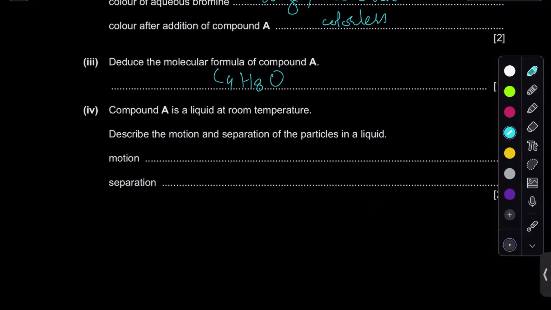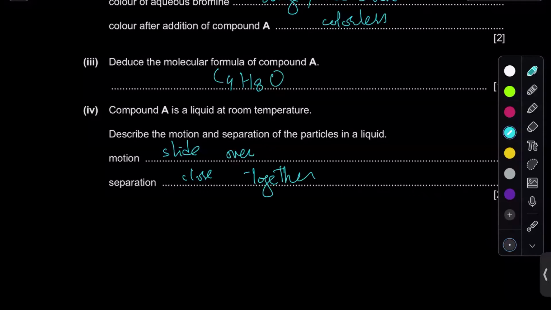Compound A is a liquid at room temperature. Why? Because it has intermolecular forces, which is relatively strong. Gaseous नहीं है वो. Describe the motion and separation of particles in a liquid. ठीक है, so motion क्या होता है liquid का? Particles slide over each other. So slide over, or particles are sliding over, and separation, they're pretty close. That's what they are in liquid. They're not far away, they're pretty close, but sliding over.